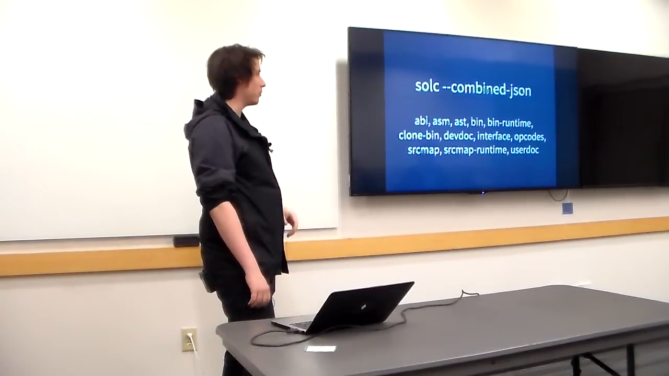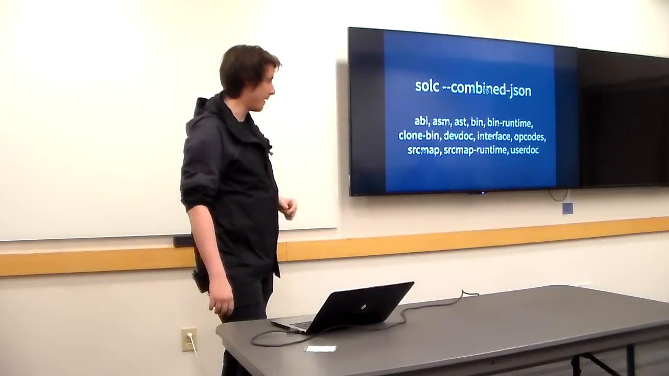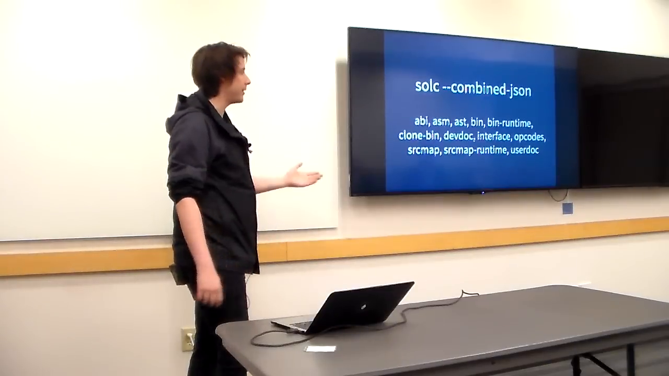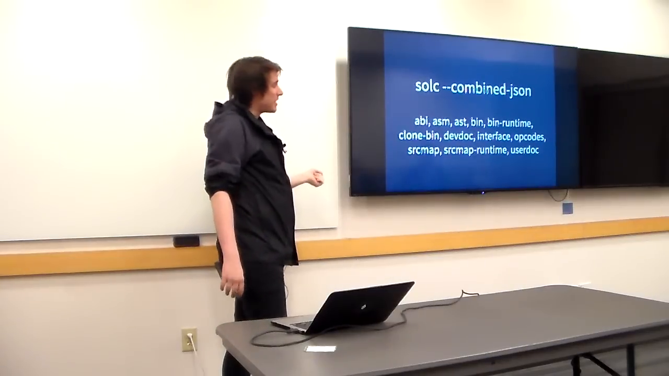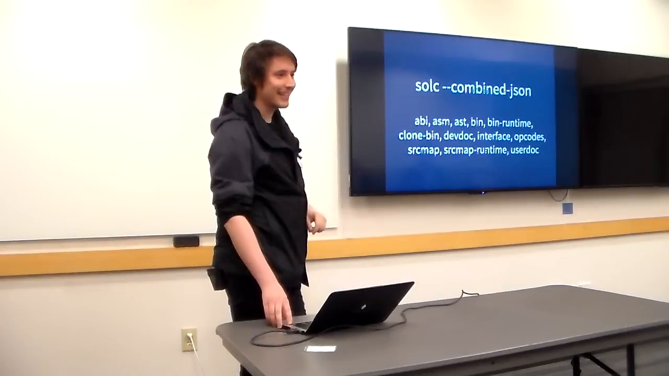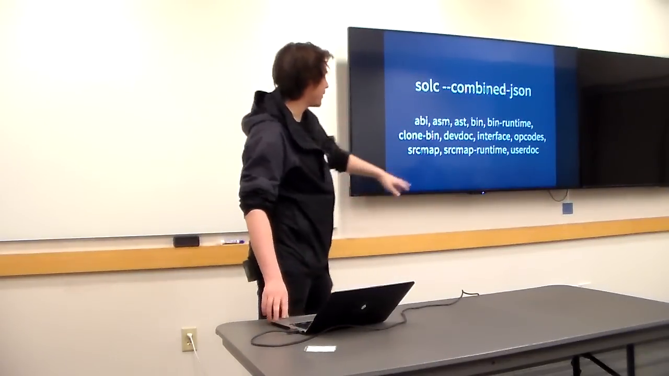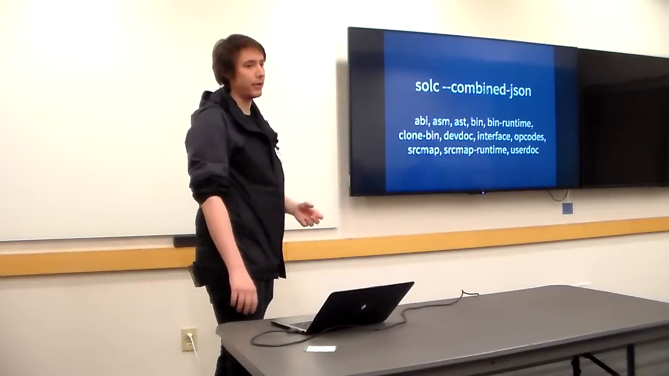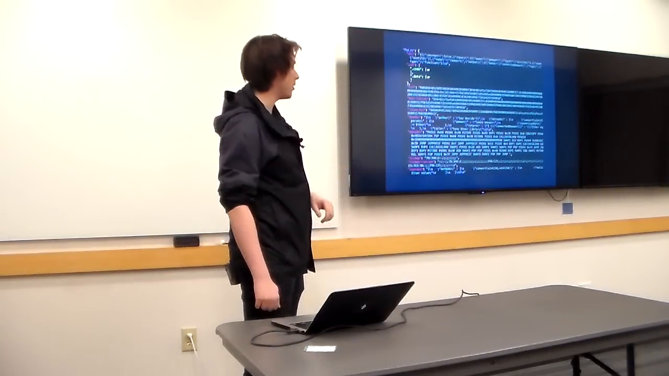There is a Solidity command called solc combined JSON, and you pass in a bunch of these different output types that you want to receive, like ABIs, ASMs, abstract syntax trees, I believe. Yeah, I've been learning a lot as a JavaScript developer, and various other things. And the important one here is the dev doc and the user doc. So these are the output JSON files from the NatSpec definitions that you put in your comments.